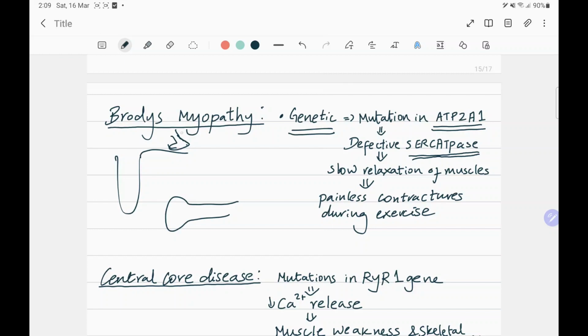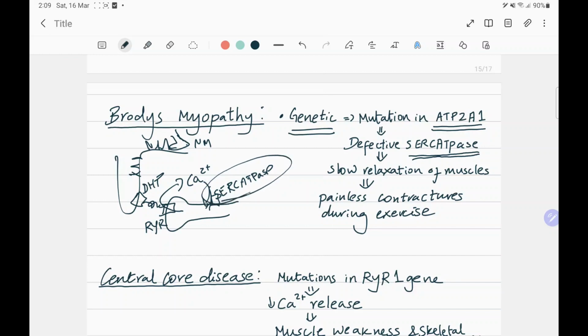So a continuous chain of action potentials down the neuromuscular junction gives you the action potential that goes down, activating dihydropyridine, which will stimulate the ryanodine receptor to release its calcium ions. Now, we have this SERCA ATPase pump in the L tubules, which will concentrate your calcium and take it back into the L tubules and allow the muscle to relax.